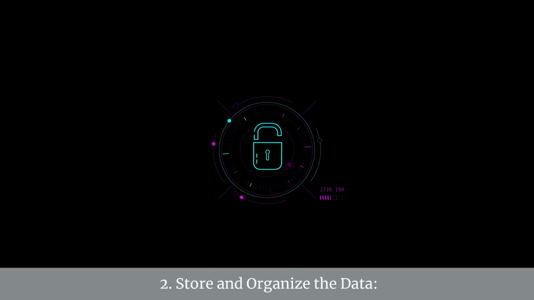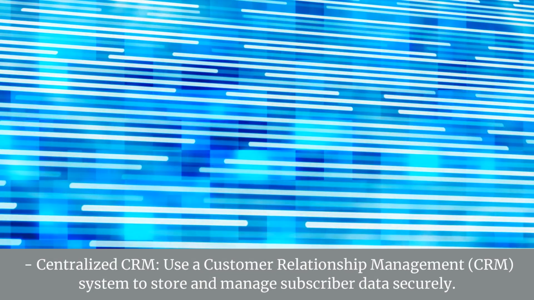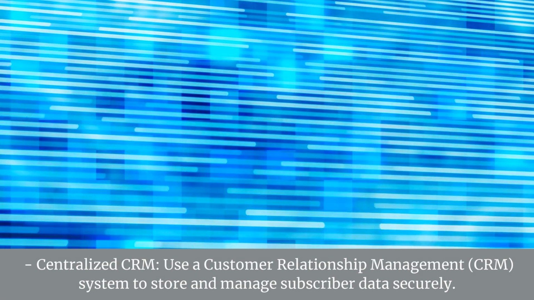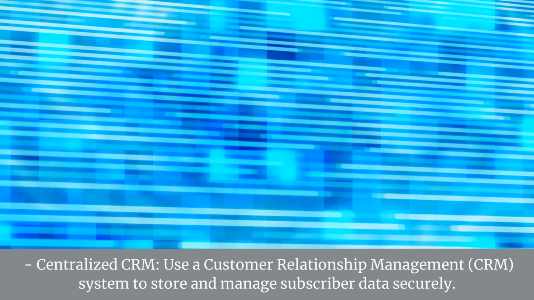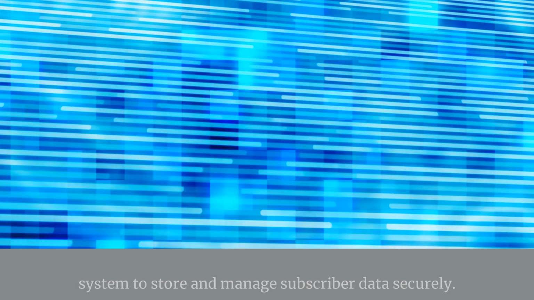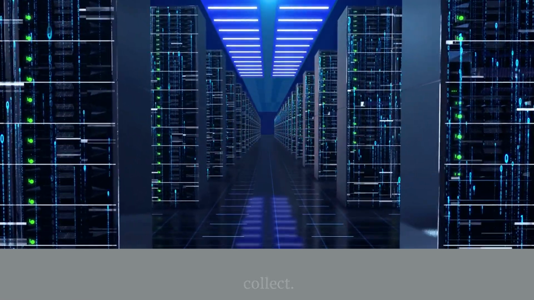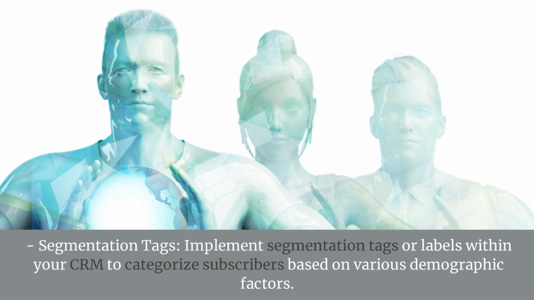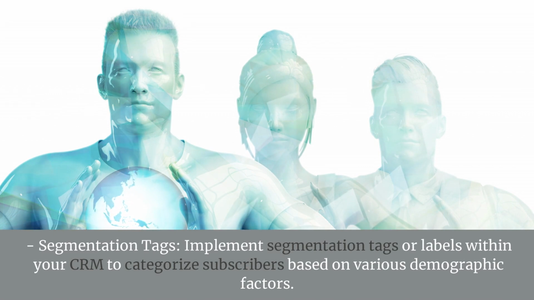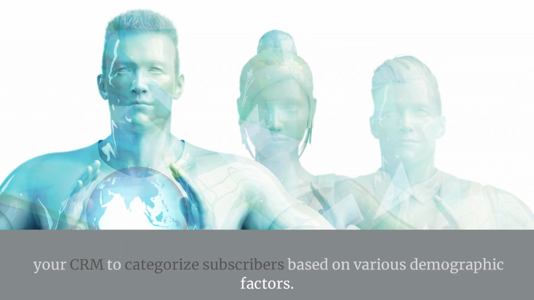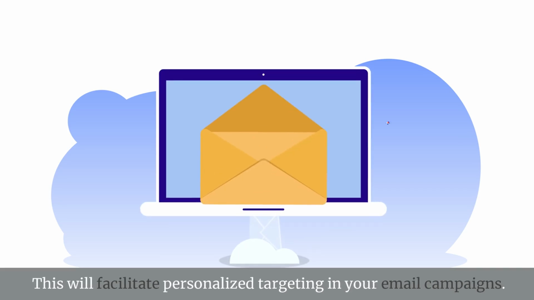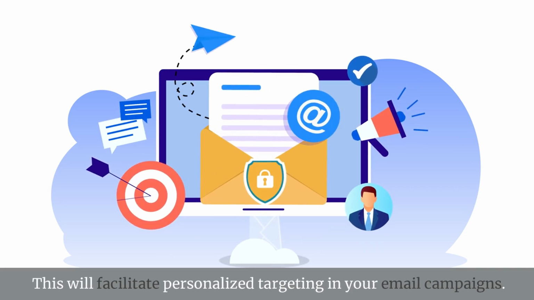2. Store and organize the data. Centralize CRM. Use a customer relationship management (CRM) system to store and manage subscriber data securely. This will allow you to easily access and analyze the information you collect. Segmentation tags. Implement segmentation tags or labels within your CRM to categorize subscribers based on various demographic factors. This will facilitate personalized targeting in your email campaigns.